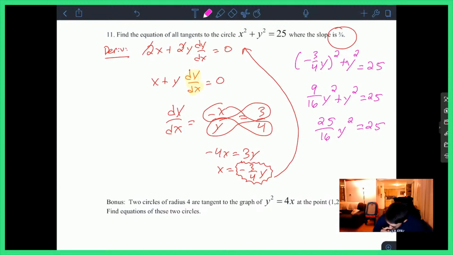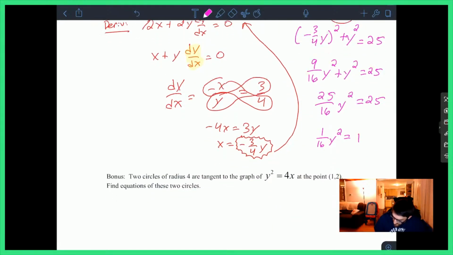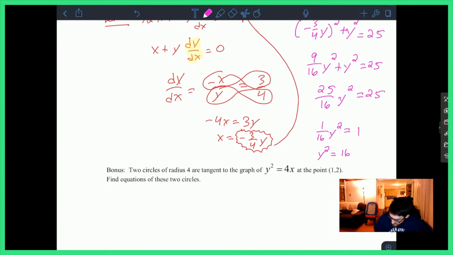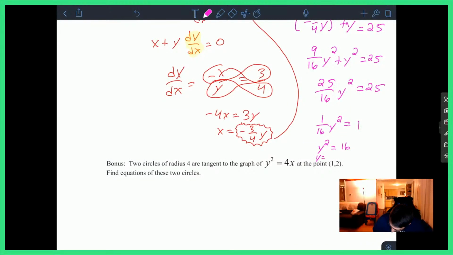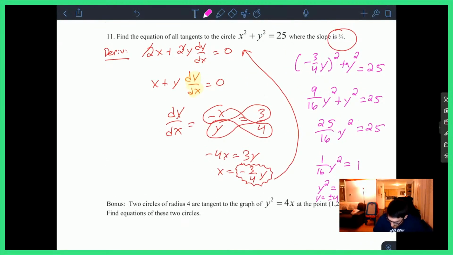I could then divide both sides by 25. 1/16 y squared is equal to 1. Now I can multiply by 16. So y squared is equal to 16, so I get that y is equal to plus or minus 4. And then I can just use my x formula here, negative 3/4 y. Sorry, I was going to move to a different page. It's a little messy as a result. I'll try to clean it up, but this is what we've got.